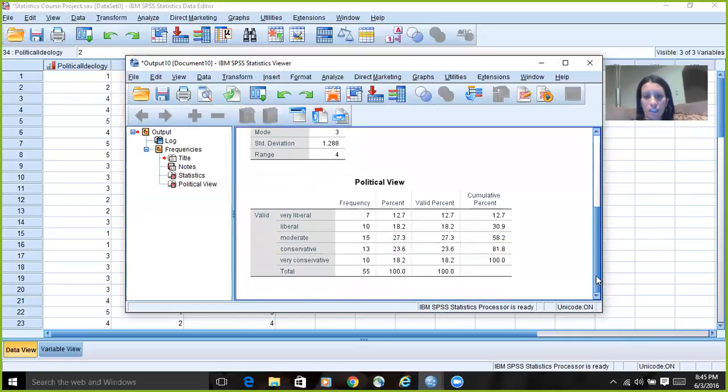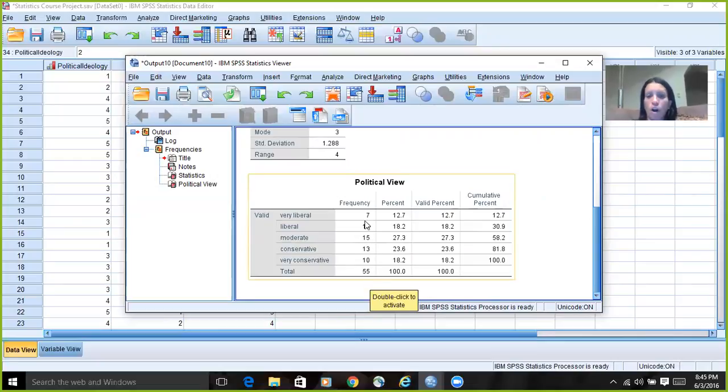And then if you take a look at this, you can see that the modal response right here, 15, most respondents were moderate, which was the 3 that we saw above. You can see that more respondents were very conservative than very liberal, but it looks like a pretty normal bell curve.